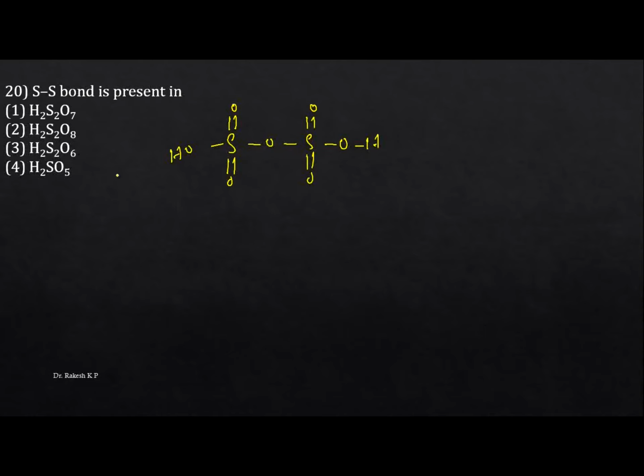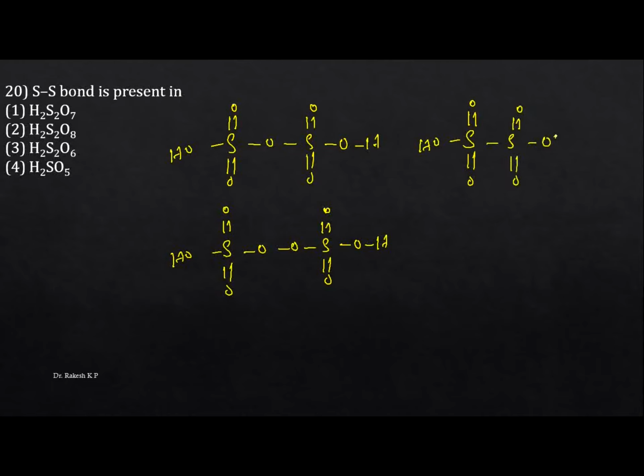The next one is Marshall's acid, and the structure is like this: S double bond O, OH, again we have an O-O, this is the double bond O and the OH. Here we can identify the peroxide. But see the next one, H2S2O6. This is the structure of this particular oxo acid, and here we got the sulfur to sulfur bond.